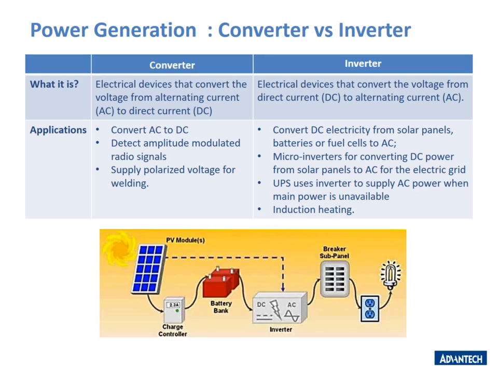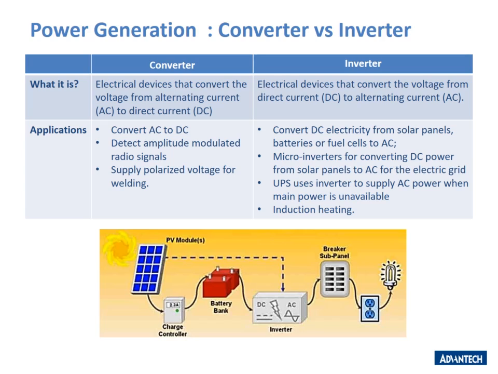Converter and inverter are two concepts that are easily confused, however we will make a comparison between the two. The converter is an electrical device that converts the voltage from alternating current, AC, to direct current, DC. Converters are a fundamental part of most electronic devices. The inverter does the opposite work.